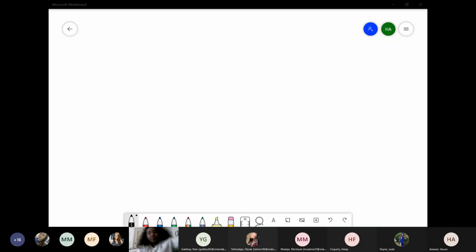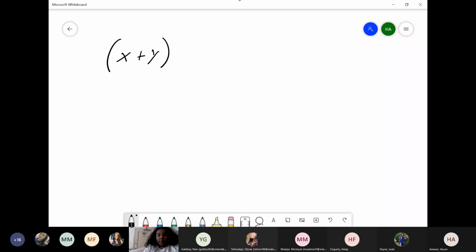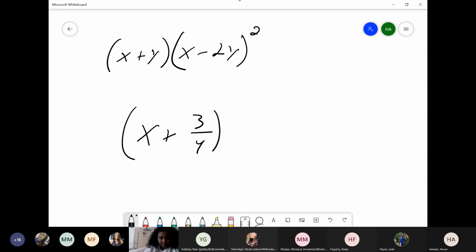All right, so number 69, we have x plus y times x minus 2y quantity squared. When we're looking at this one, notice the difference between this and the one that we just did. The one we just did was x plus 3/4 squared, right? We had a binomial being squared. And when you compare it to the question that we're about to do, we also have a binomial being squared, but there's also another binomial over here that's going to be multiplied against that.